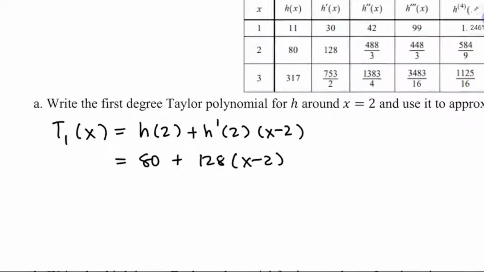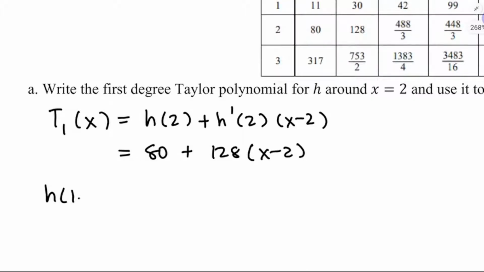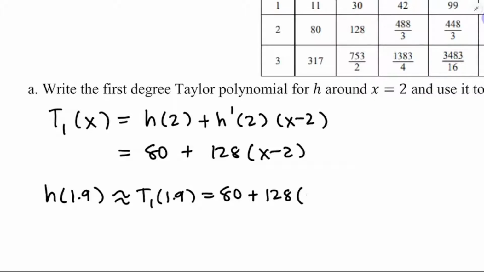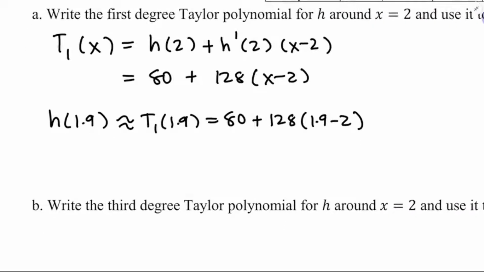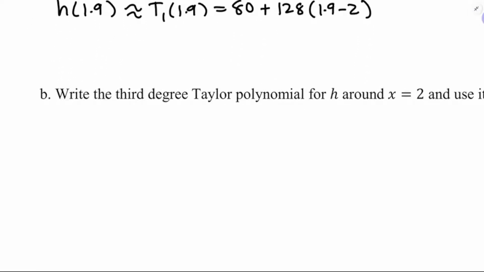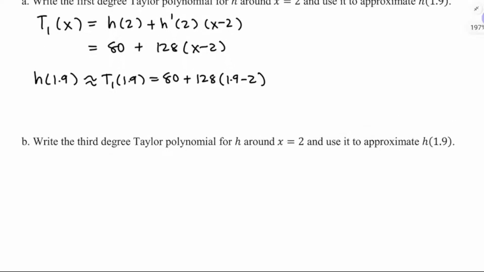And if we wanted to approximate h of 1.9, we would plug 1.9 into the Taylor polynomial for h, which is equal to 80 plus 128 times 1.9 minus 2, and this is free response, so we're good to stop there. Okay, write the third degree Taylor polynomial for h around x equals 2 and use it to approximate h of 1.9.